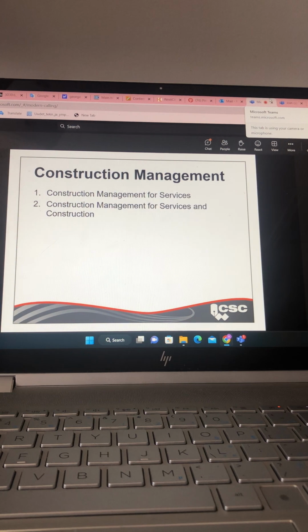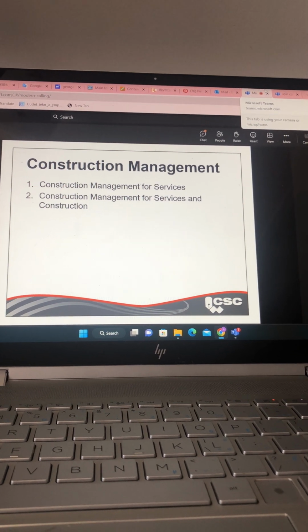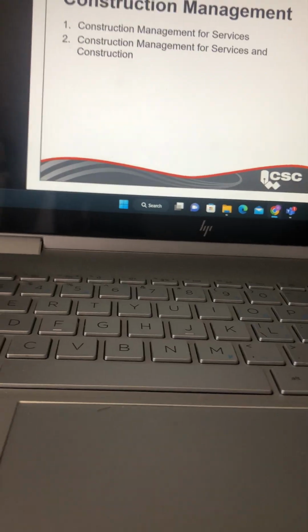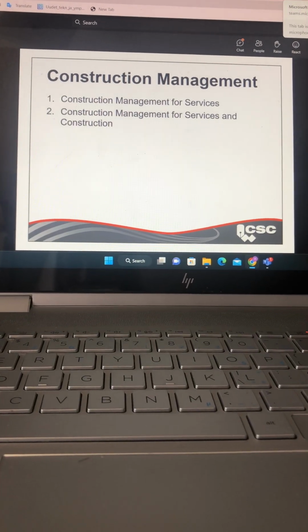And we move on to construction management. Let's take a 5-minute break here and then reconvene to go through the role of the construction manager in this project delivery method.